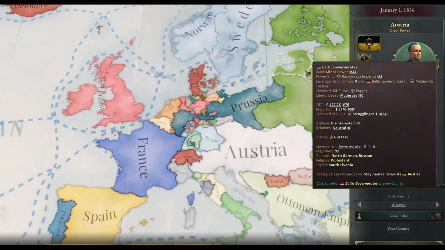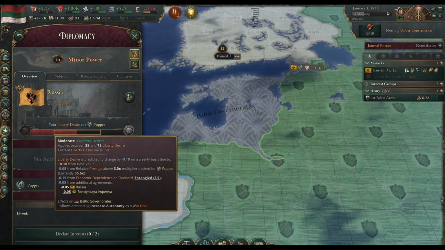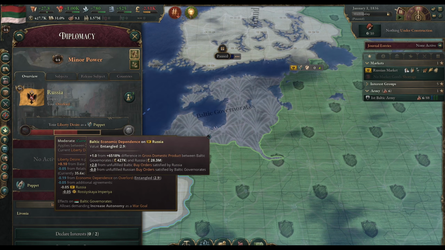As last advice, I would like to show you a somewhat hidden but very useful tooltip. At first, you hover over the Liberty Desire chart. Here's a one-word description of your economic dependence. Hover over that and you get a breakdown of your economic dependence.